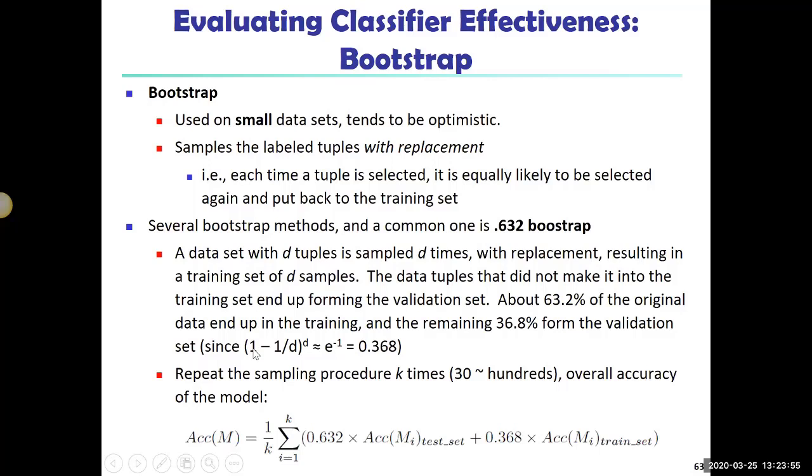If we look at the probability distribution, no matter how many times you sample, you're going to have around a third of the data for validation and 2/3 for training. And you repeat this many times, from 30 to hundreds of rounds. Then your overall accuracy or performance measure is a weighted average of the results on your training and test data sets. Questions?